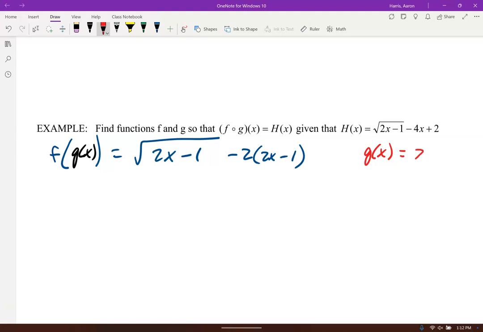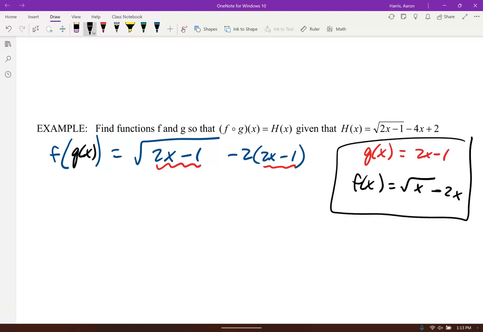I'm going to make g of x be my 2x minus 1. If that's my 2x minus 1, then f of x would be square root x minus 2x. Those would be my 2 that would work for this. Again, you could check f of g of x and make sure that it puts it back and gives you that original function.